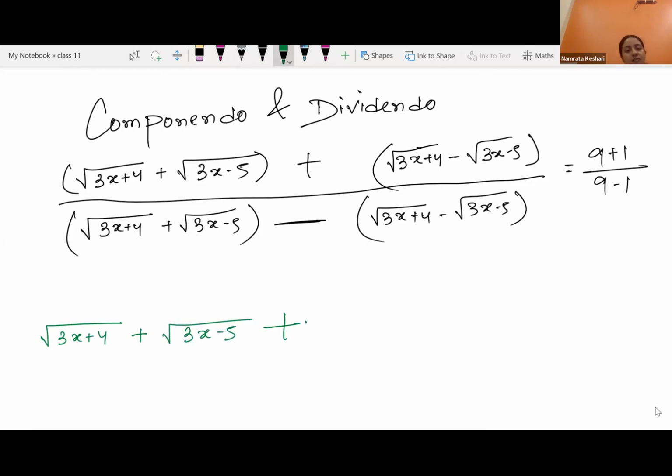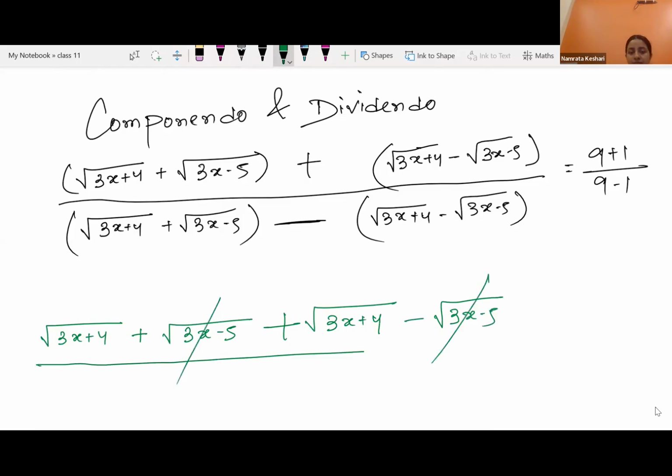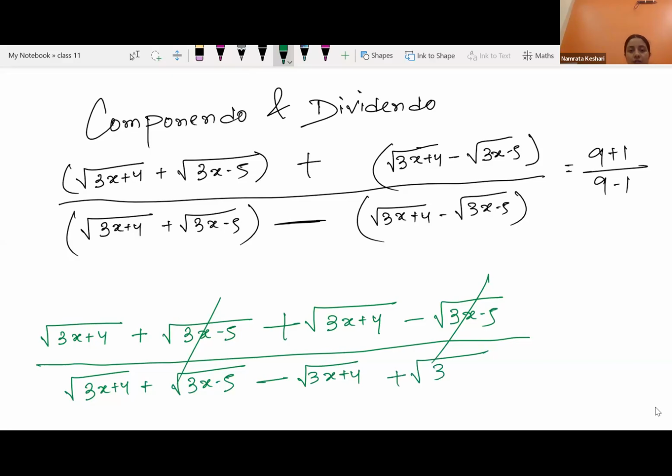Plus, nothing will change. This gone, right? 3x plus 4 plus root 3x minus 5 minus root 3x plus 4 plus root 3x minus 5. This gone. And what are we left with? 10 by 8.